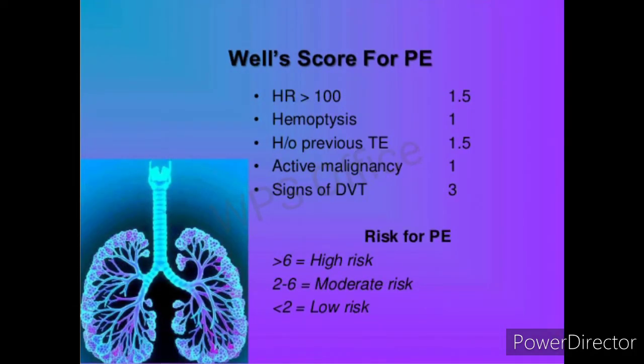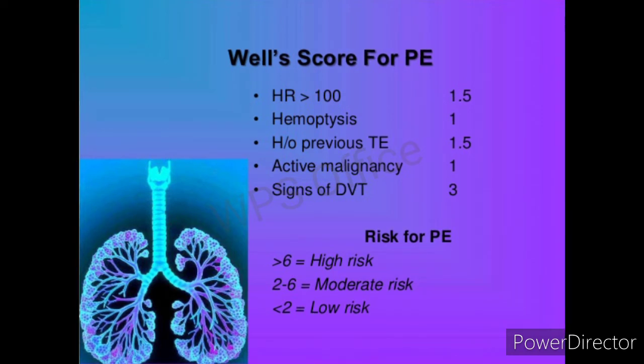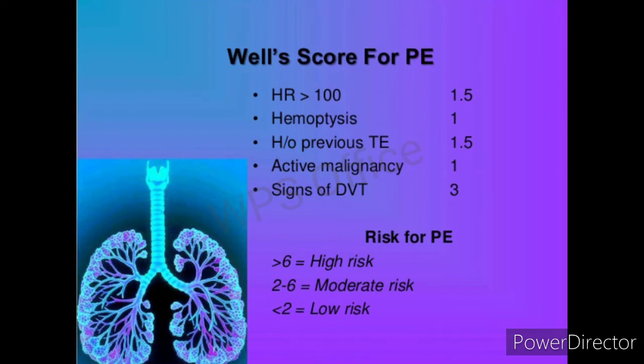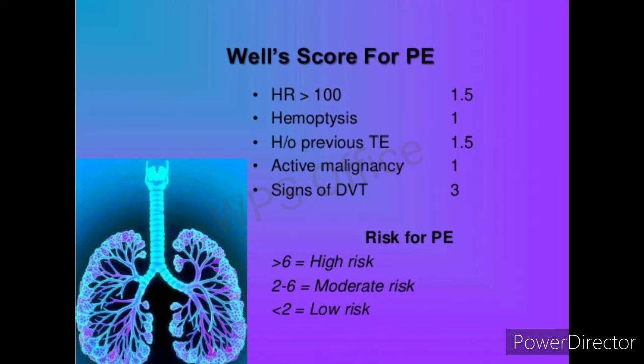Next we will see the Wells score for pulmonary embolism. So this is a score which is known as a Wells score. From looking at these 5 factors, we will determine how much risk the patient is having for the pulmonary embolism. When the patient has heart rate more than 100, if the patient has tachycardia, then the score given will be 1.5. Then if the patient is having hemoptysis, then the score will be 1.